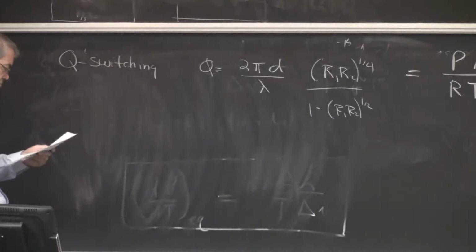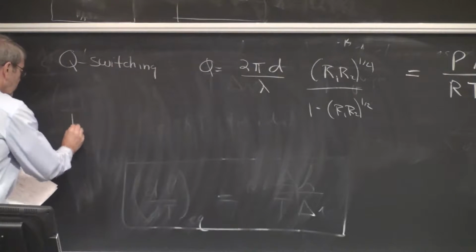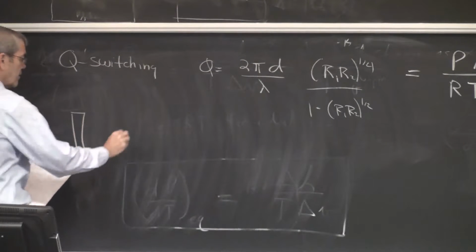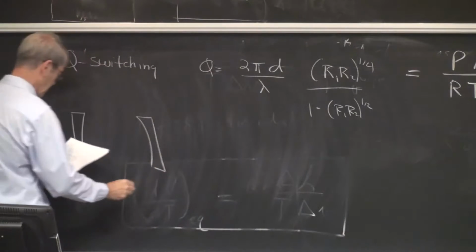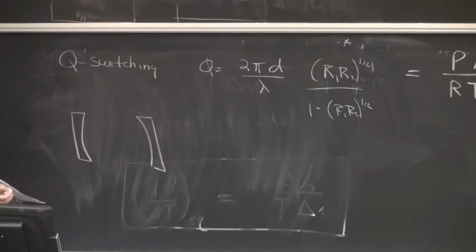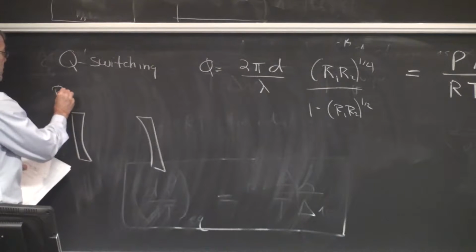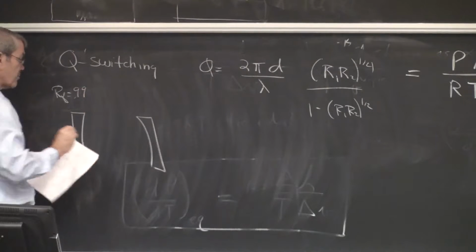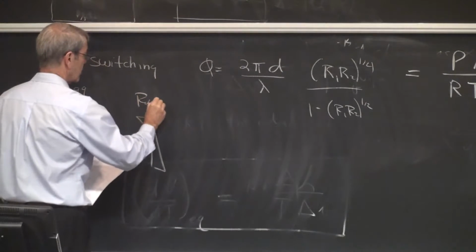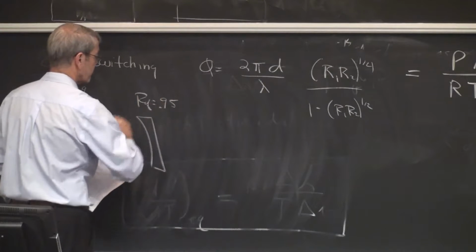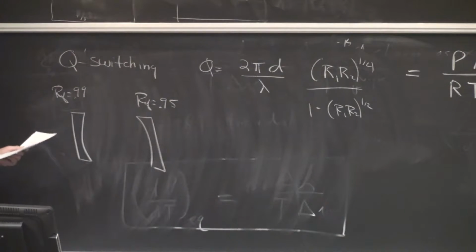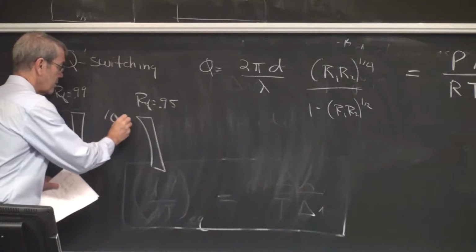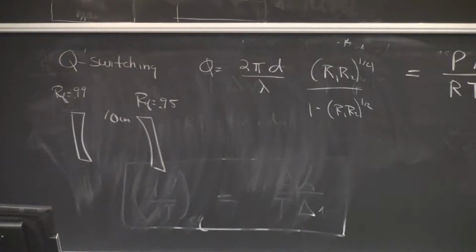Okay, let me see if I can test this now. So I got a cavity, and we'll just put some mirrors here. And now I'm not going to worry about radius of curvature, but reflectivities. So let's say this has a reflectivity of 99%, and this has a reflectivity of 95%. And we'll give it a 10 centimeter length. Okay, so what's the cavity Q?